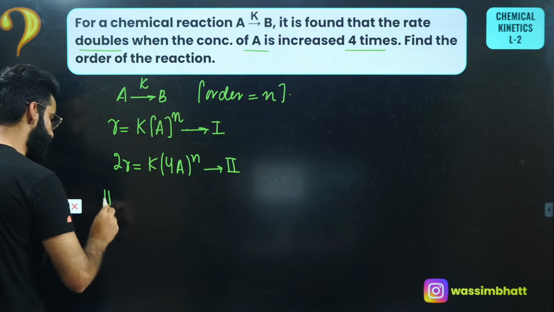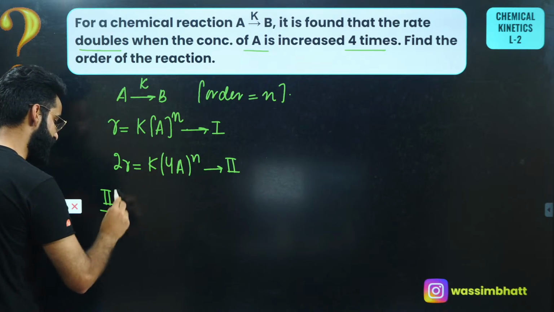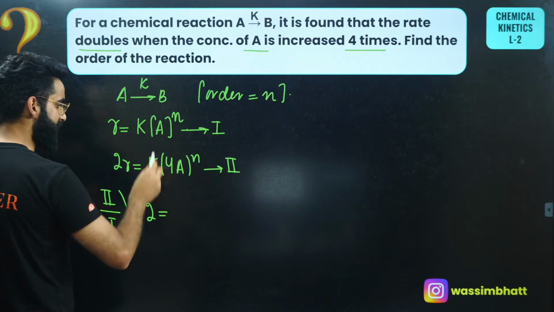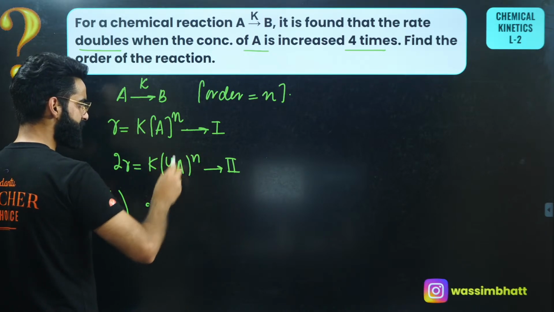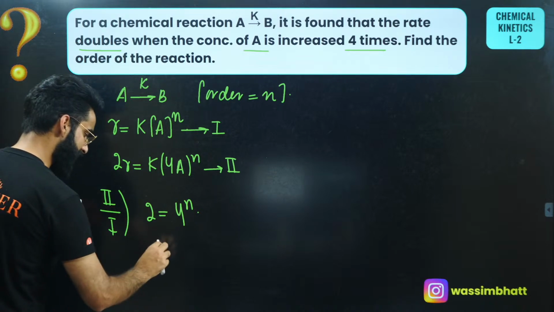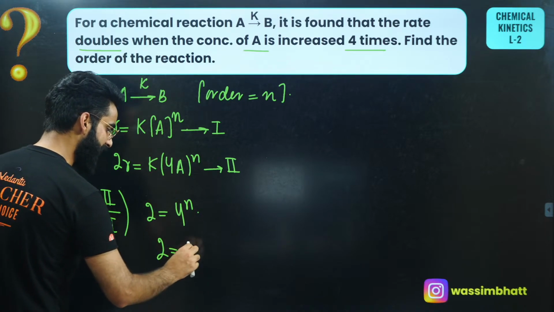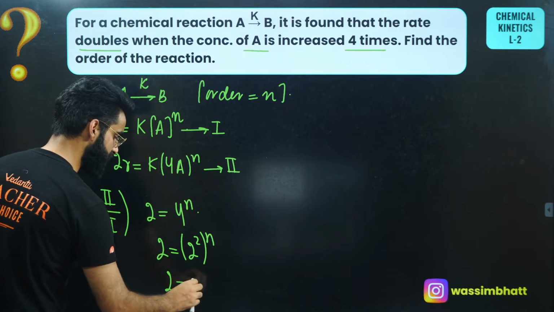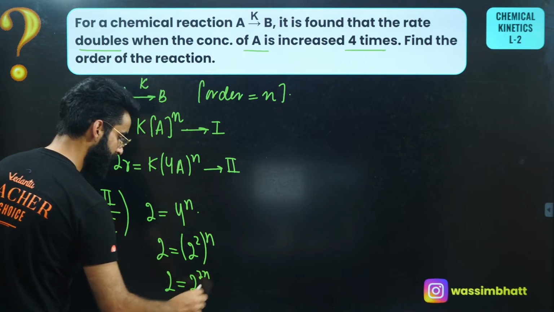If I divide the two equations, second divided by first, R and R get cancelled, so it becomes 2. K and K get cancelled, A raised to the power n and A raised to the power n get cancelled, so it becomes simply 4 raised to the power n, right? So can I say 2 is equal to 2 squared raised to the power n, correct? Or it's simply going to be 2 is equal to 2 raised to the power 2n, right?